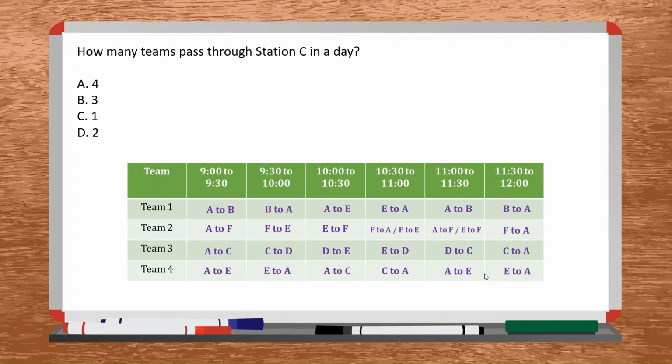Then lastly, how many teams pass through station C in a day? So we just saw this. Team 3 and team 4, they are passing through station C. Team 1 and team 2, they are not passing through station C. Hence the answer is 2. Option D.